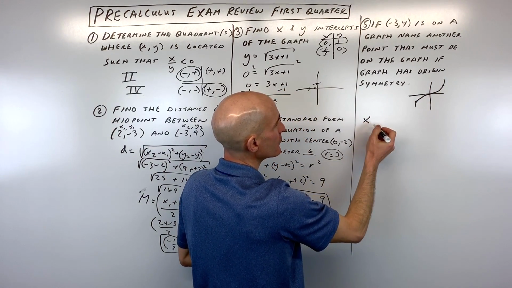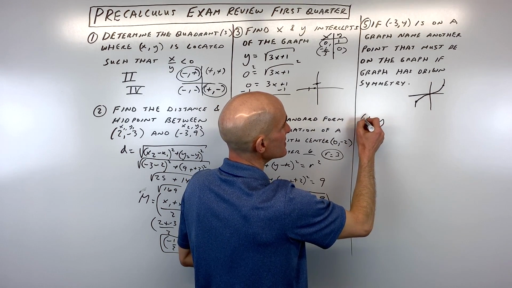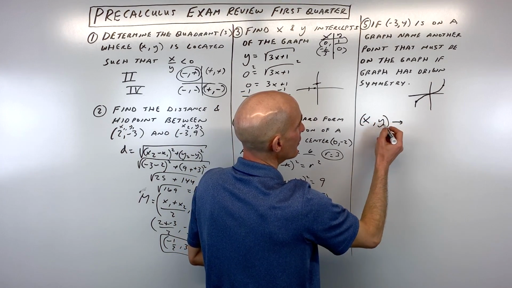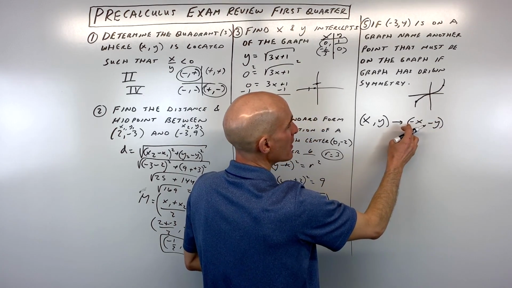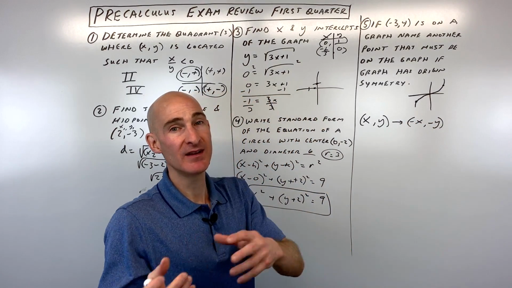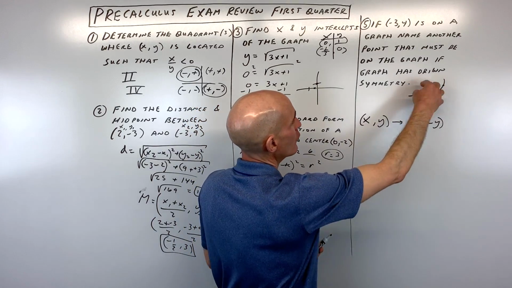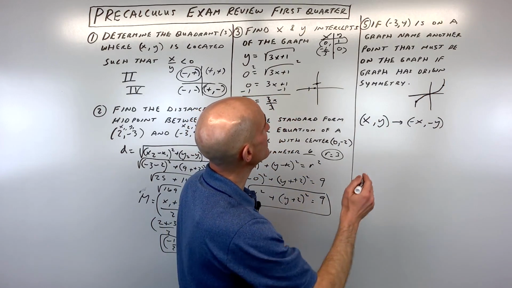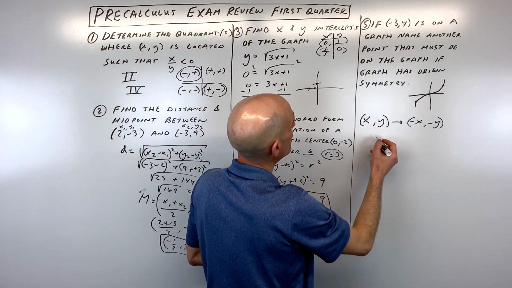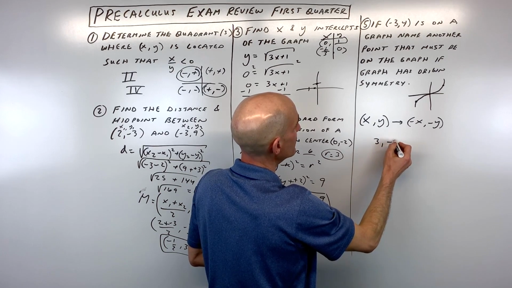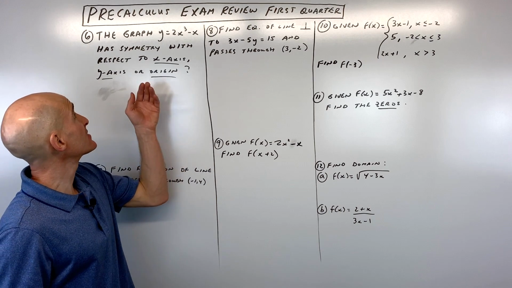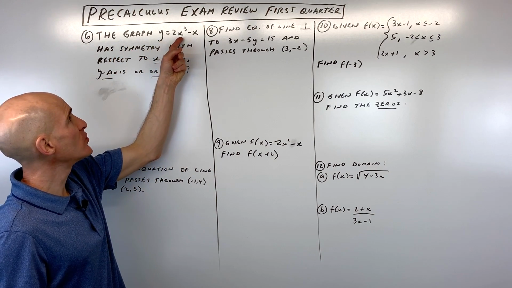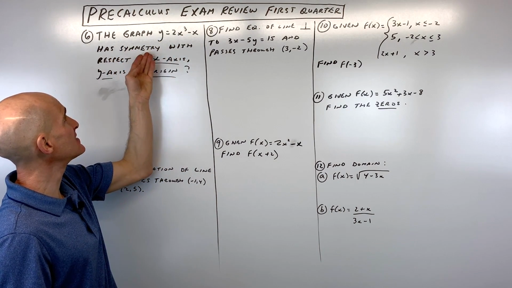So our test for origin symmetry is like this: (x, y). Basically you can find the corresponding point by multiplying the x and y values by -1. And what that does is rotate that figure about the origin. So in this case, for (-3, 4), a corresponding point would be (3, -4). And you got it. Okay, number 6, it says the graph y equals 2x cubed minus x has symmetry with respect to the x-axis, y-axis, or origin.